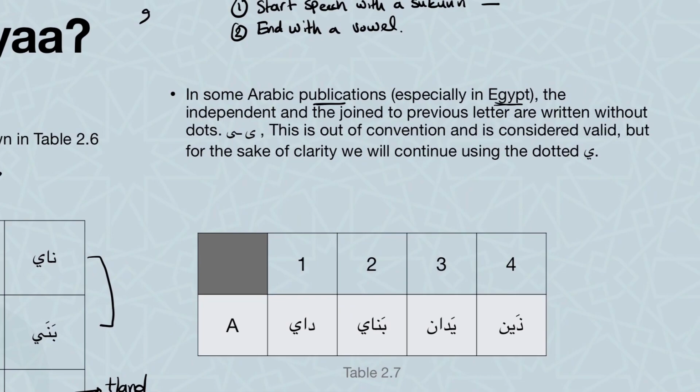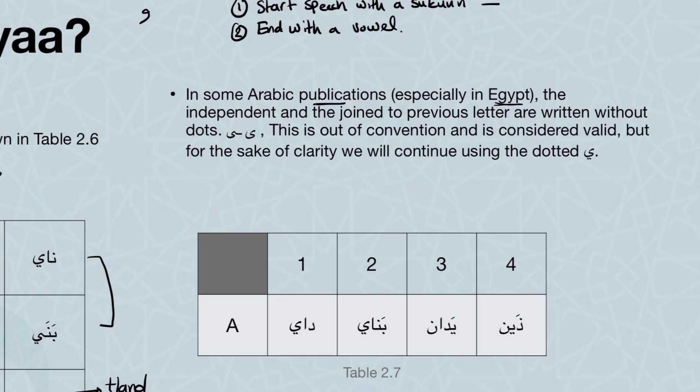Now, this is not wrong. This is out of convention, because Egypt had its own Arabic convention and Syria had its own Arabic convention, and basically they were considered the two authorities of Arabic grammar at the time. If you go back in history, there were two cities in Iraq that were that kind of authority: Basra and Kufa. And in modern times, it is Damascus and Cairo.